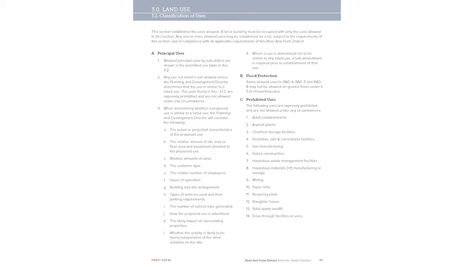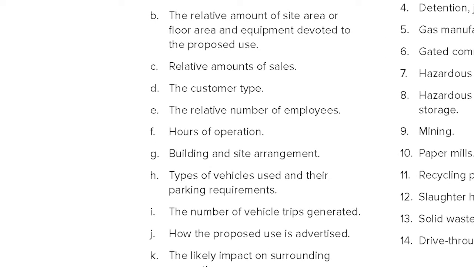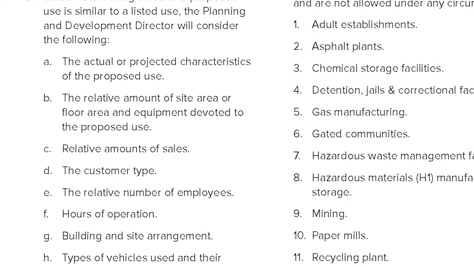And this set of requirements helps the administrator of the ordinance think about the interpretation of uses. So things like the customer type, the amount of sales for various uses, the building and site arrangement, the hours of operation, all of those help you know whether something's similar to something else.